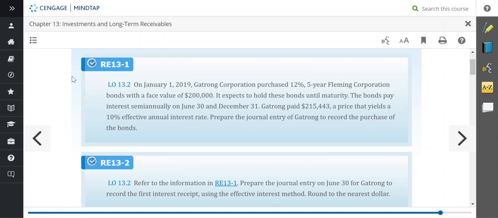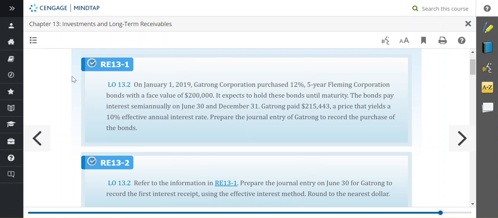In this example video, we're going to look at review exercises 13-1 and 13-2. They tell us that on January 1st of 2019, our corporation purchased a 12% 5-year Fleming Corporation bond that has a face value of $200,000. It expects to hold these bonds until maturity, and the bonds pay interest semi-annually on June 30th and December 31st.